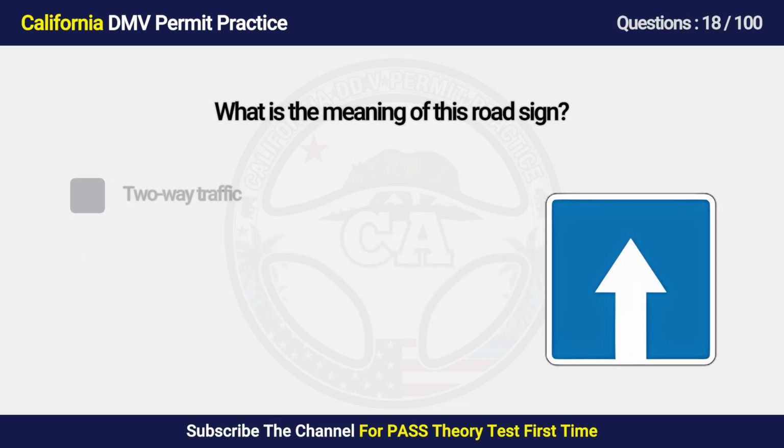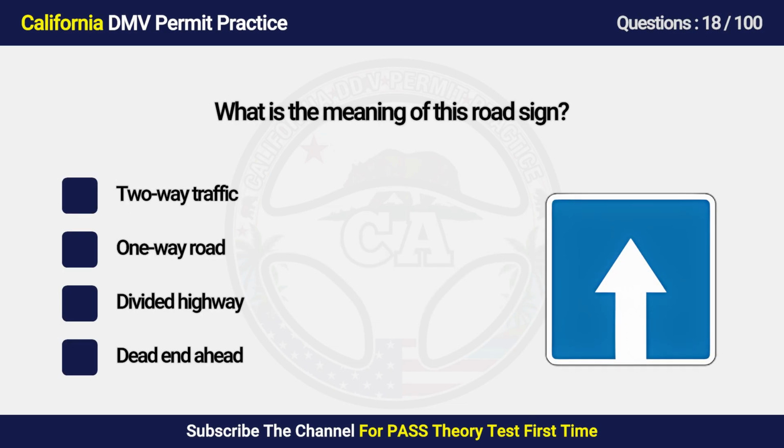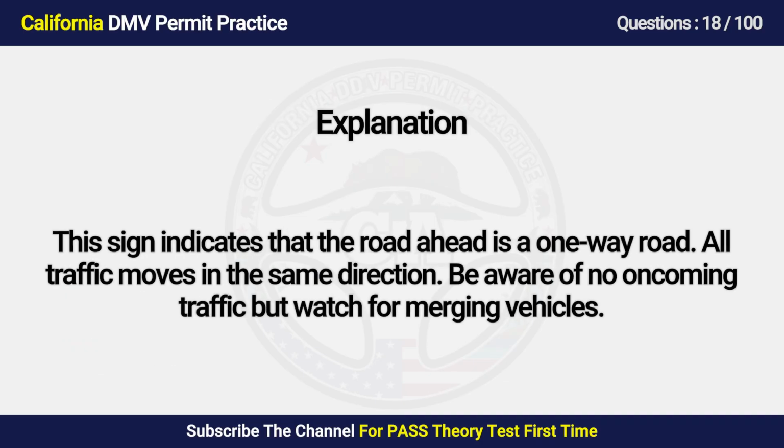Question 18. What is the meaning of this road sign? A. Two-way traffic. B. One-way road. C. Divided highway. D. Dead end ahead. Answer is B. One-way road. This sign indicates that the road ahead is a one-way road. All traffic moves in the same direction. Be aware of no oncoming traffic, but watch for merging vehicles.